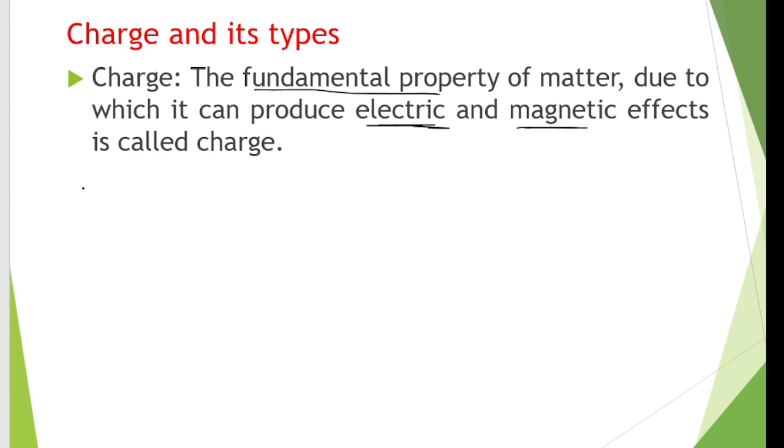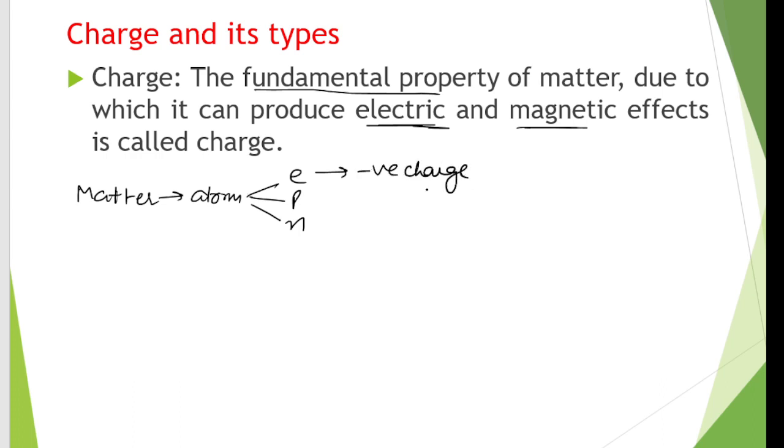As you know, matter is made up of atoms. Atoms have subatomic particles: electrons, protons and neutrons. Out of these, electrons are negatively charged particles, so they have a negative charge. Protons are positively charged particles, they have a positive charge. And neutrons are neutral, they have no charge. So in every atom there is a negative charge as well as a positive charge.